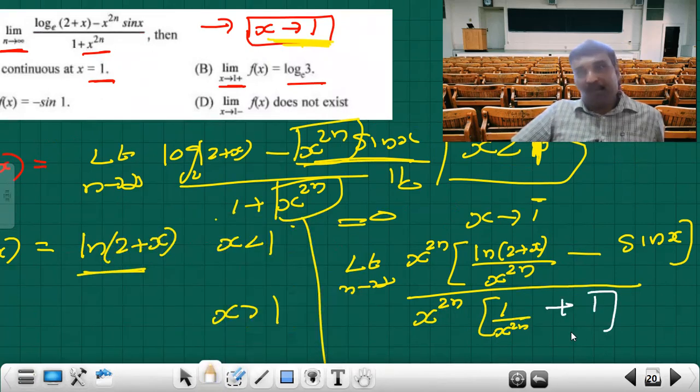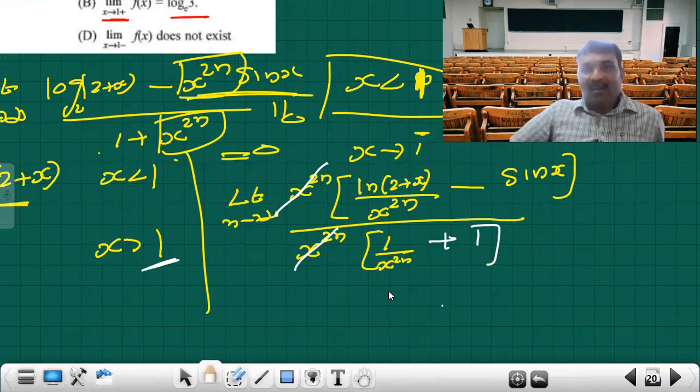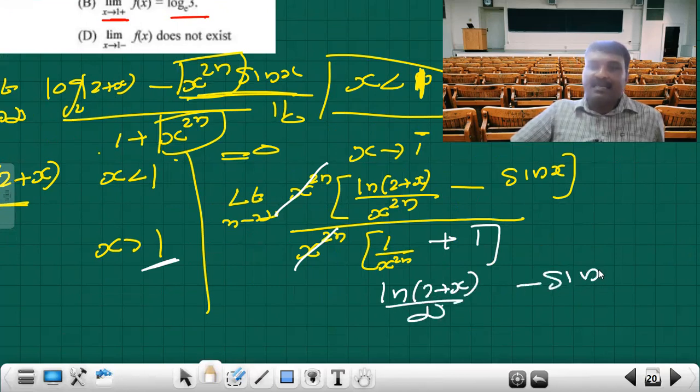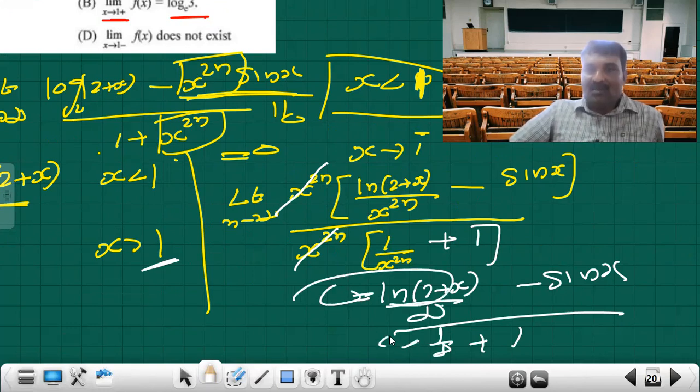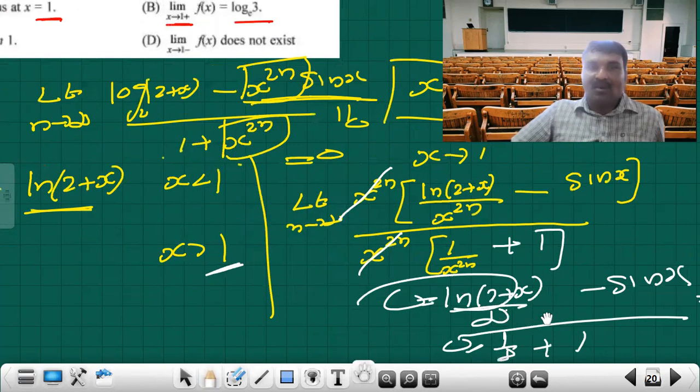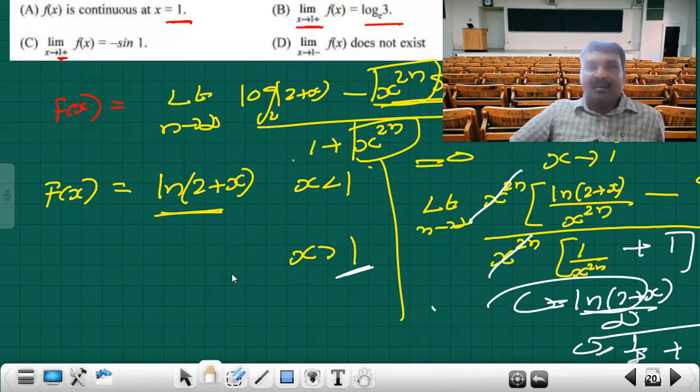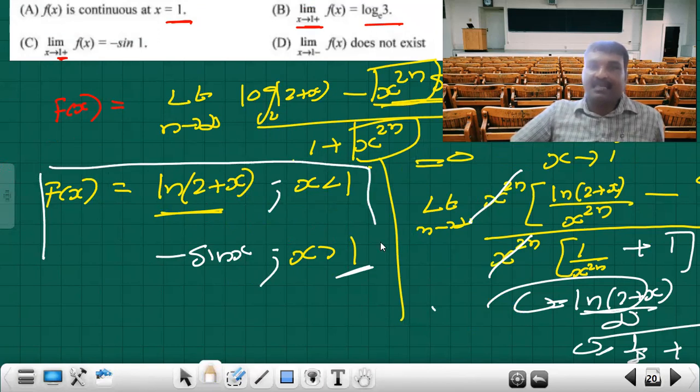Since x tends to 1 plus, that is greater than 1, this becomes infinite. So this and this will cancel. So what is the value of this limit? The value of this limit is ln 2 plus x divided by infinity, minus sin x divided by 1 by infinity plus 1. So this is 0, this is also 0, and this becomes minus sin x. So our function is minus sin x if x is greater than 1 and ln 2 plus x if x is less than 1.